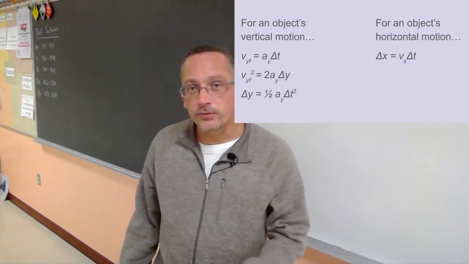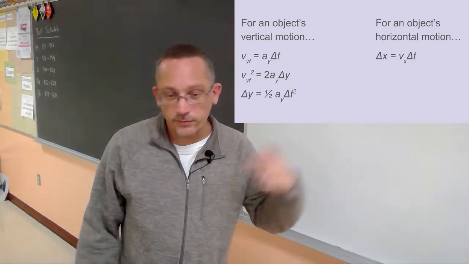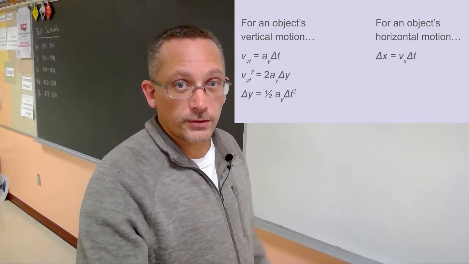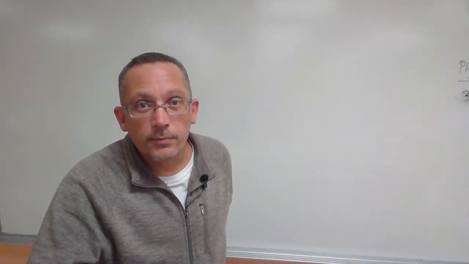This is delta x equals vx delta t. So the displacement in the horizontal direction equals the velocity times the time. So those are 4 equations that we're going to use to solve some problems there. So let's take a look at some examples. Okay, here's some examples.